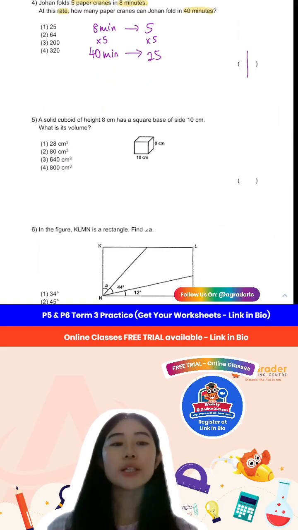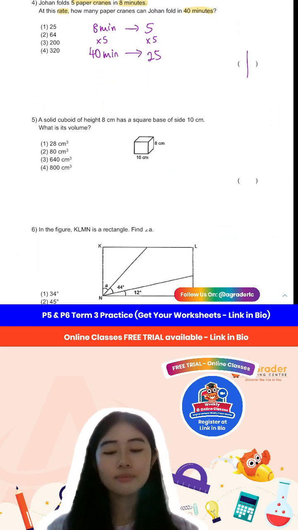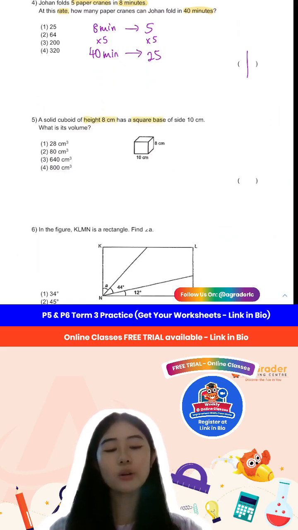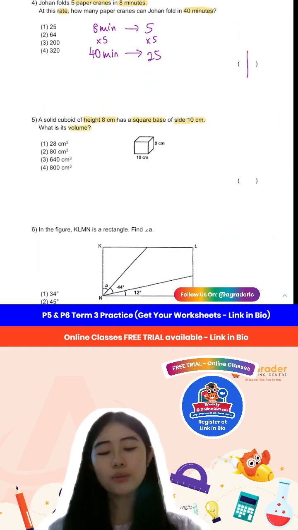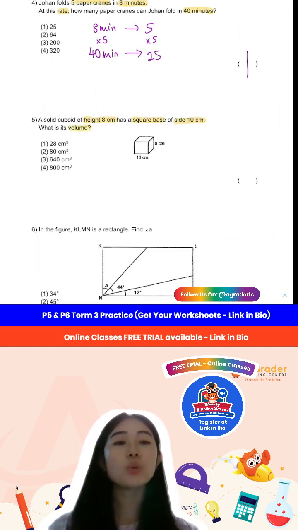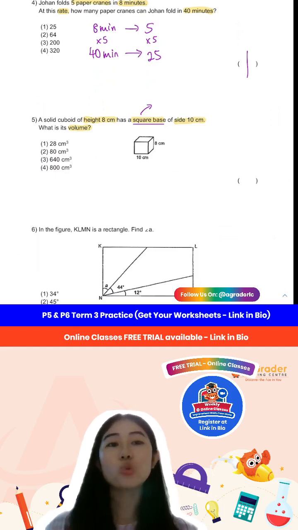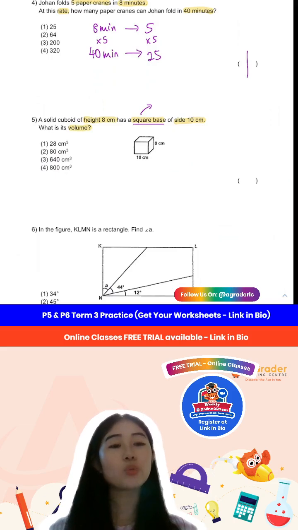All right, so over here, you have a solid cuboid of height 8 cm that has a square base of side 10 cm. What is its volume? So there is a keyword in this question. The keyword is square base. So what does square base mean? Does anyone know? When you see this keyword square base, what does it mean?